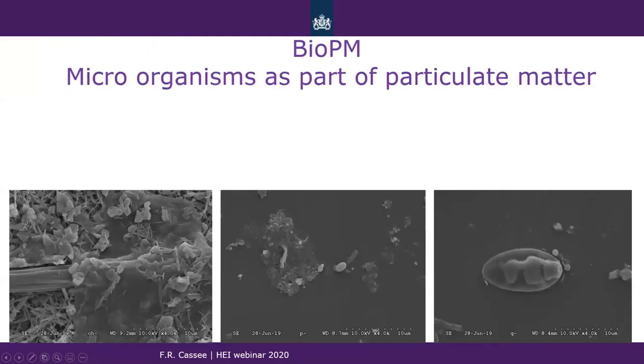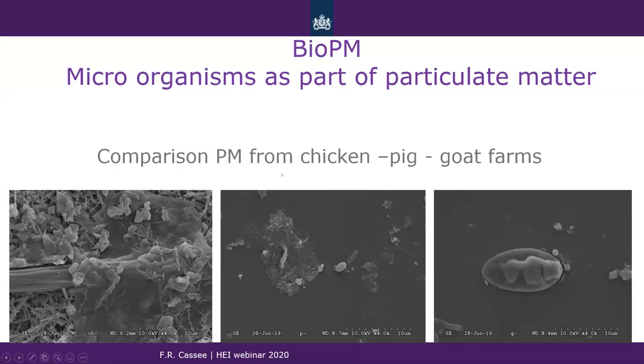Now, the last example is bio-PM. I already mentioned, I think it's not well studied in the PM research area, and there's still an interest because of livestock farming to see what it contributes to the total effects. So we collected material from different farms with chickens, with pigs, with goats. And you can see here the composition in terms of how they look like under the microscope.